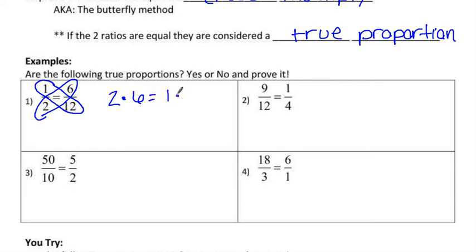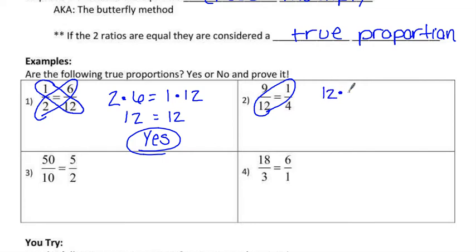Now when we do this, we're going to make an equation. So we need to set them equal to each other with an equal sign, just like we were doing with equations. 2 times 6 is 12. 1 times 12 is 12. Is 12 equal to 12? Yes, so this is a true proportion. Let's do number 2.